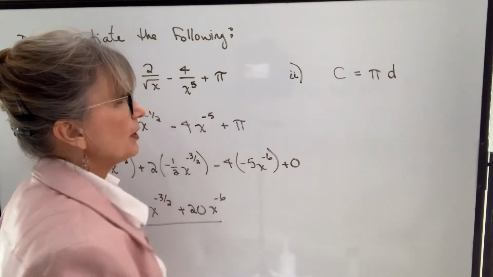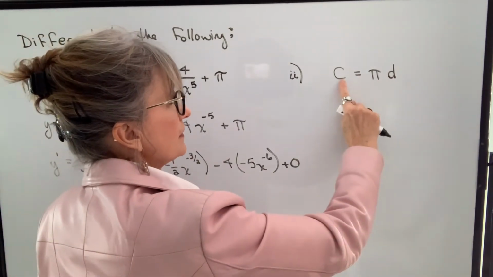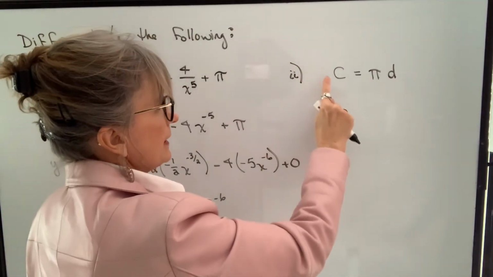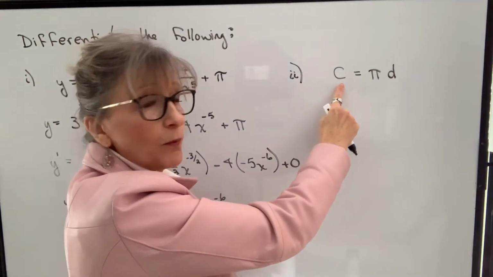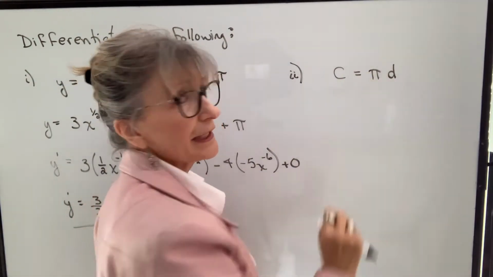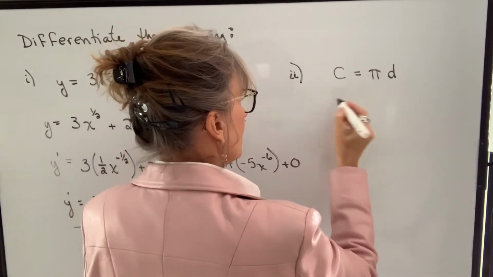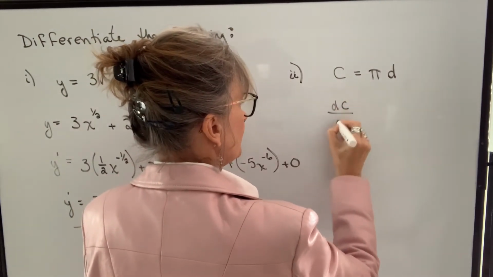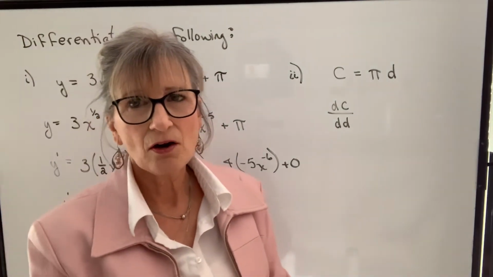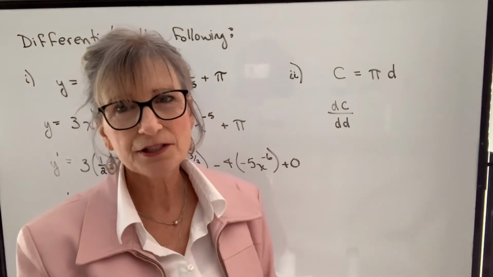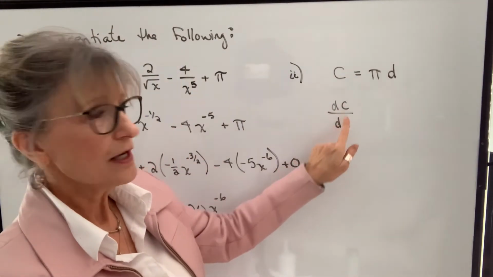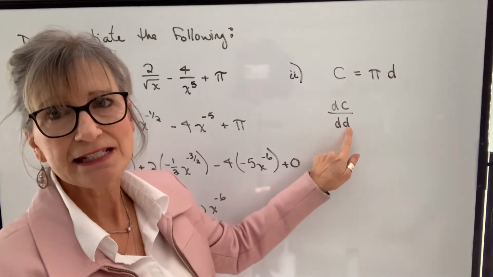In my next example, I have the circumference of a circle. Circumference is equal to pi times diameter. So if I'm asked to differentiate, this is like my dependent variable, my y. This is my independent variable. So the circumference of a circle is going to depend on the diameter. Therefore, I'm going to start using this notation. When I get away from x's and y's, I often use this notation, so it's very clear to anybody looking at it that I'm differentiating the function c with respect to the independent variable d.